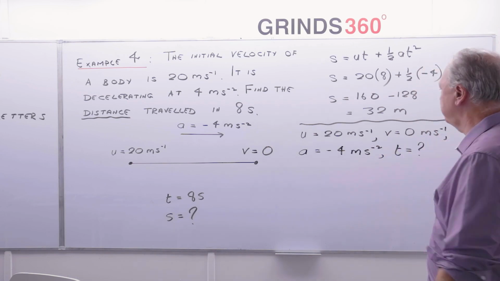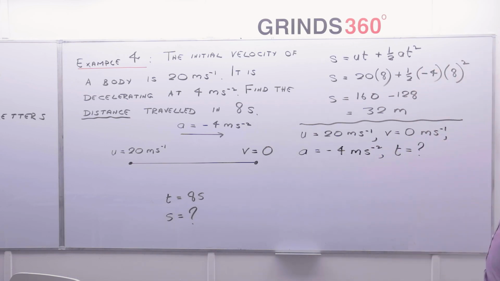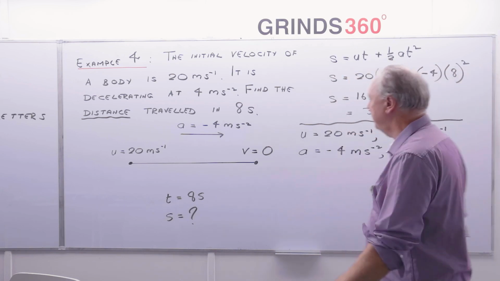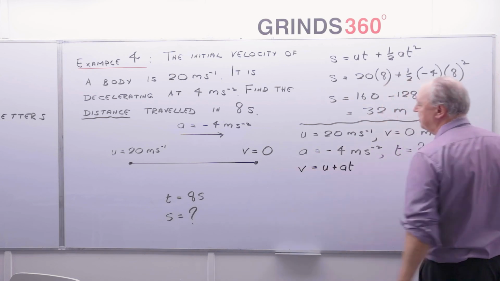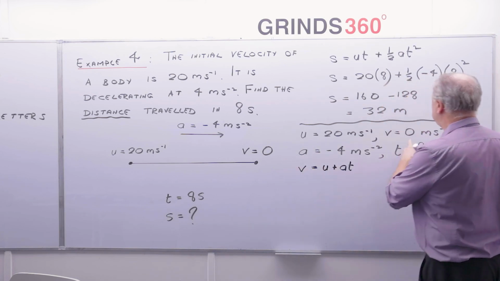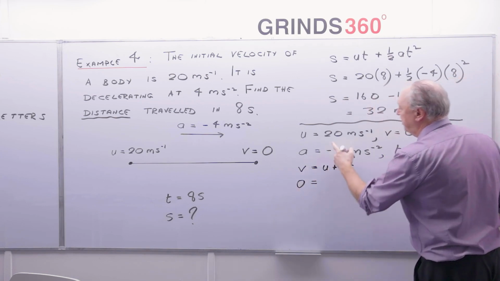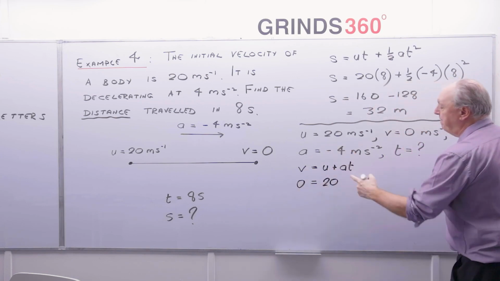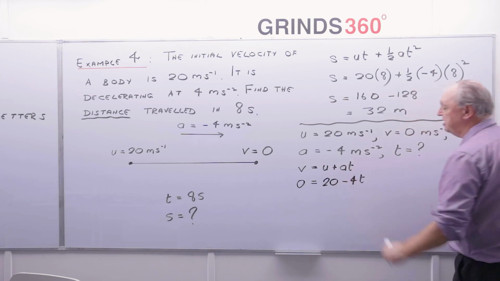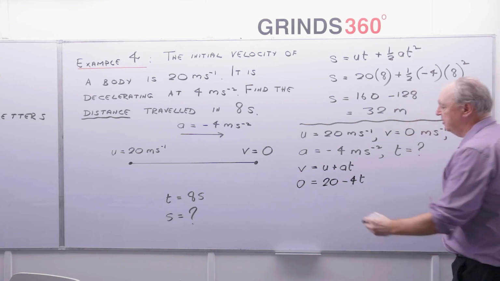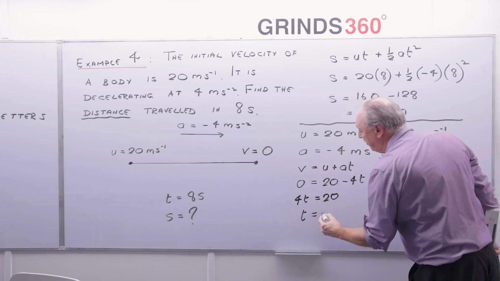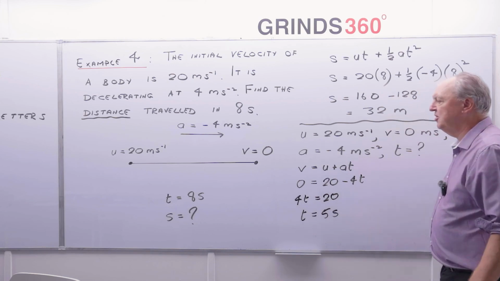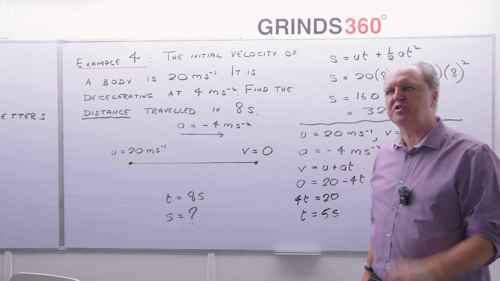So what equation will I use? What have I got there? No s. What equation is no s? It's equation number 1. Equation number 1 is v is equal to u plus at. So 0 for v is equal to u, 20, minus 4 for a, times t. Solve that for t. 4t is equal to 20. And you've got t is equal to 5 seconds. So actually, it takes 5 seconds to stop.